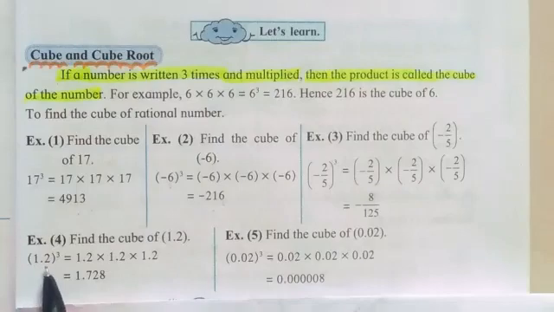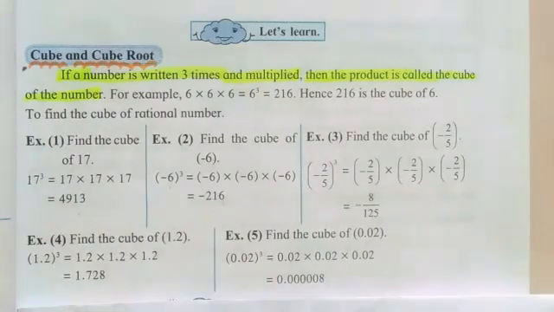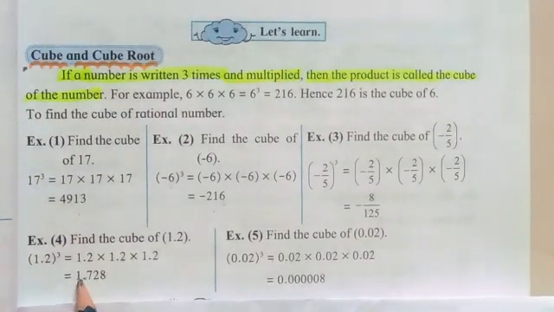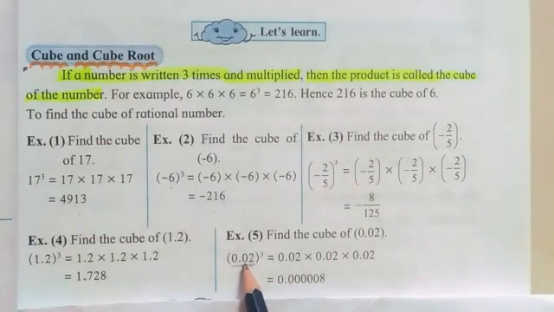The number is 1.2 and we need its cube. So again we are going to multiply the number 3 times: 1.2 into 1.2 into 1.2. The answer is 1728. As we know how to place the decimal, because after the decimal there are 3 numbers, 1 2 3, so we are going to put the decimal after 3 places. So the answer will be positive 1.728. It means if the number is in decimal, then its cube will also come in the decimal format.